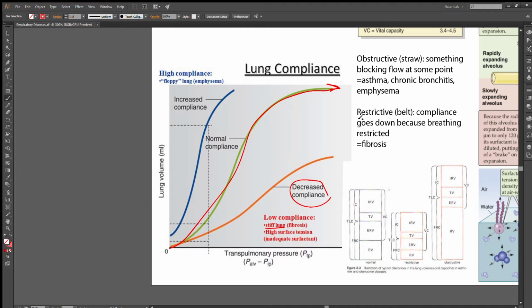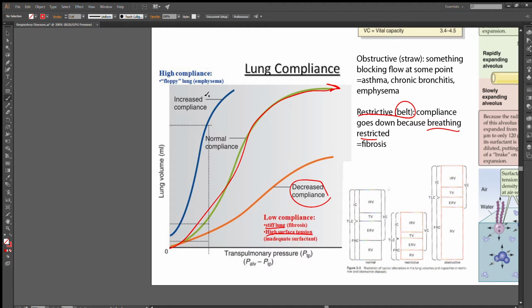So if you have fibrosis, that's like having a belt around your chest. The lungs are not going to be able to expand or contract as easily. Breathing is going to be restricted because of that. And like it says here, high surface tension. So it's really hard to physically expand and contract. You're having trouble with that. But the airways themselves are actually fine.